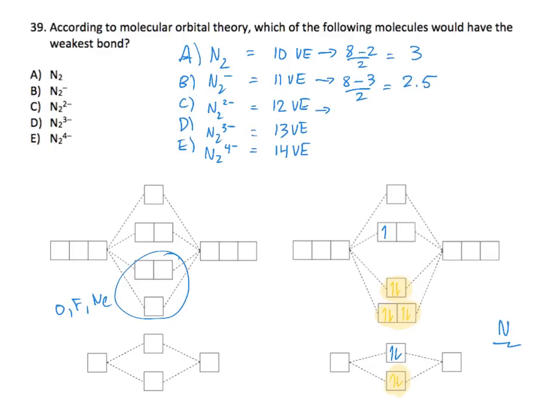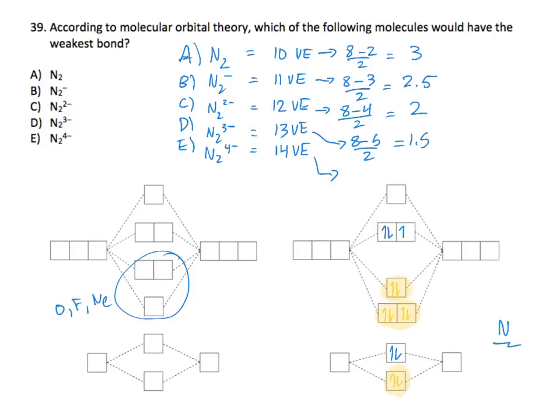Next, we add a second electron, which would go right here. That means we now have 8 minus 4 electrons in antibonding orbitals, over 2, is 2. For 13 valence electrons, we add an additional electron, which would go there in the antibonding orbital. This becomes 8 minus 5 over 2 equals 1.5.